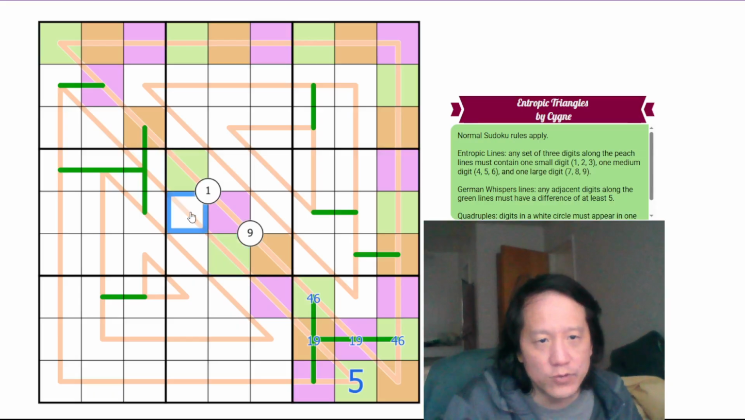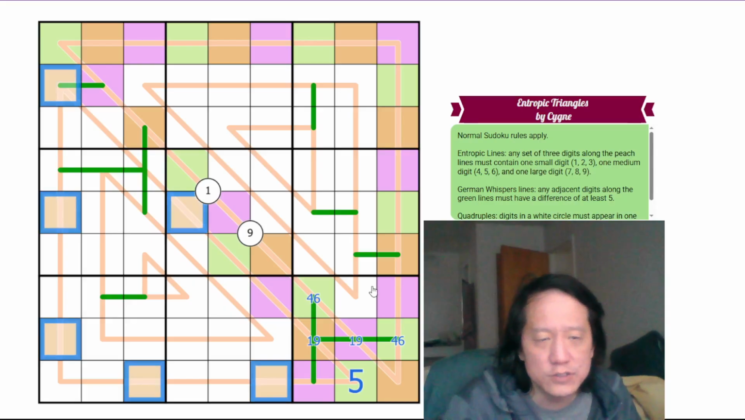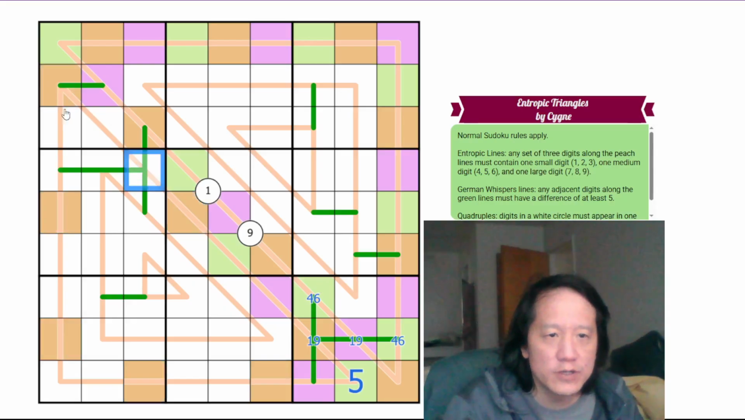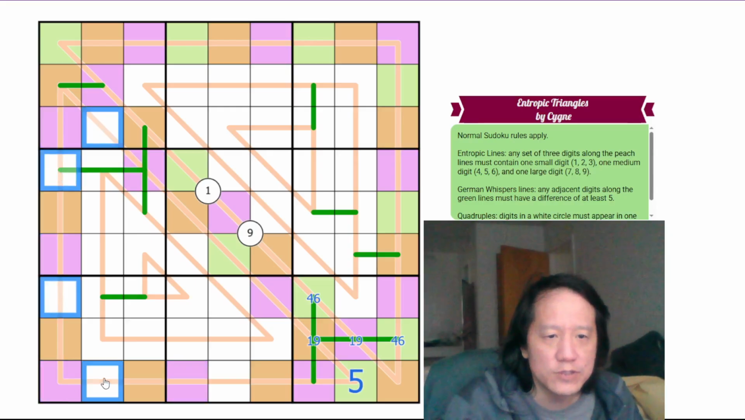So we have oranges, 1, 2, 3 repeating, are oranges. These, 1, 2, 3 repeating, are pinks. And 1, 2, 3 repeating are greens.